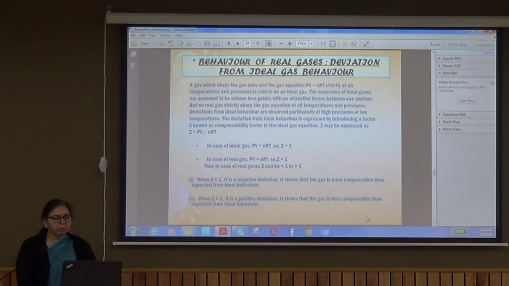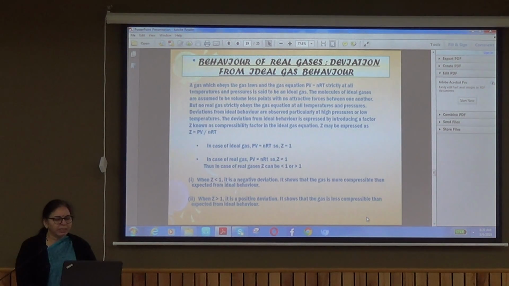The deviation from ideal behavior is expressed by introducing a factor, Z, known as the compressibility factor, in the ideal gas equation. Z may be represented as PV upon nRT. In the case of an ideal gas, PV equals nRT, so Z equals 1. But in the real gas situation, Z is not equal to 1. It is either greater than 1 or less than 1.